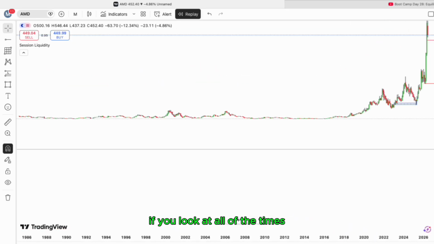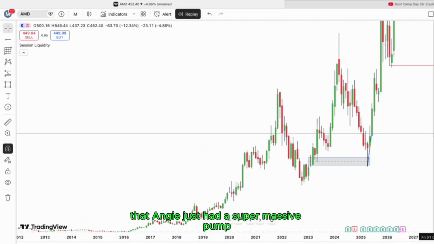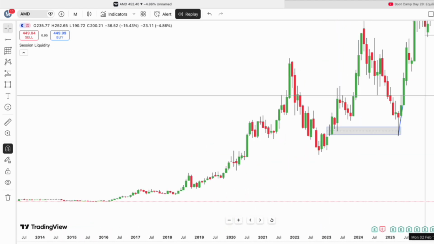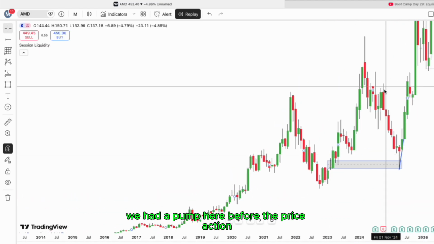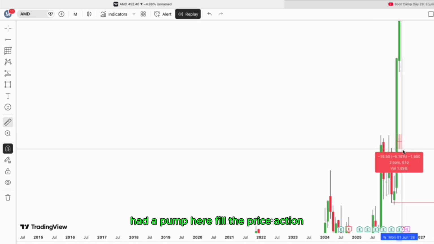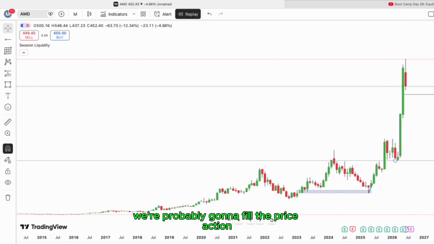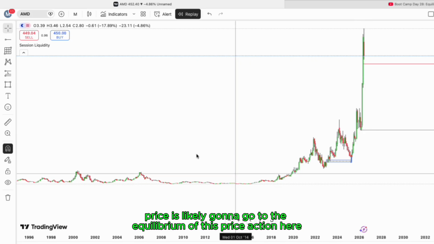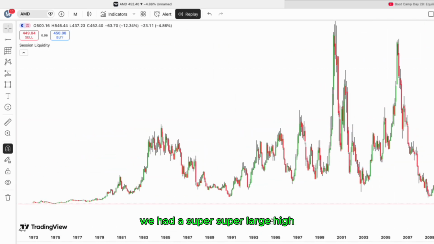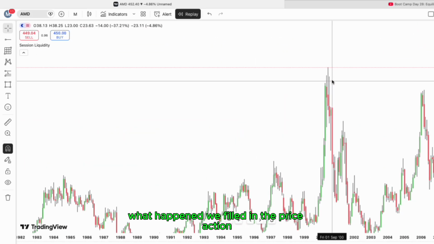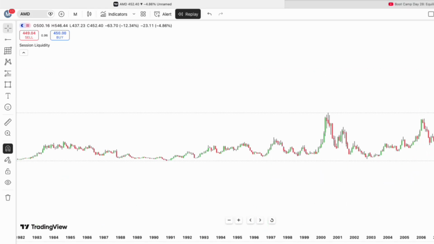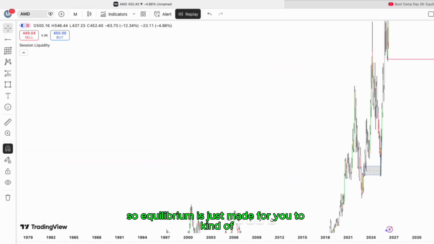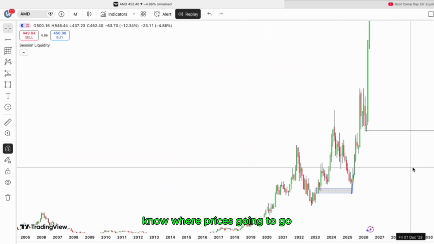I mean, if you look at all of the times that AMD just had a super massive pump, it's been able to fill it. We had a pump here, we filled the price action. Had a pump here, filled the price action. We're probably going to fill the price action. How do you know where price is going to go? Price is likely going to go to the equilibrium of this price action. Here we had a super large high. What happened? We filled in the price action. So equilibrium is just made for you to kind of know where price is going to go.